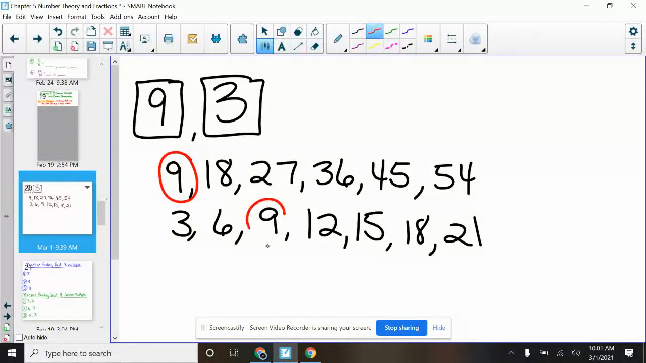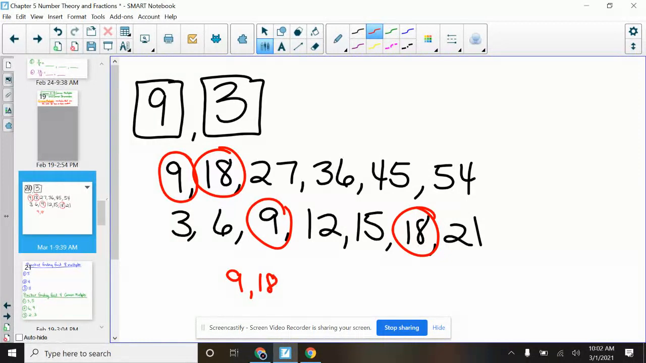Carson sees a 9. He says they have a 9 in common. Do you see any others that they have in common? Yes. Henry, what do you see? Henry sees an 18 that they have in common. Anybody see anything else? James? No. So I found 2 of them. So far, I've found that they have 9 and 18 in common.